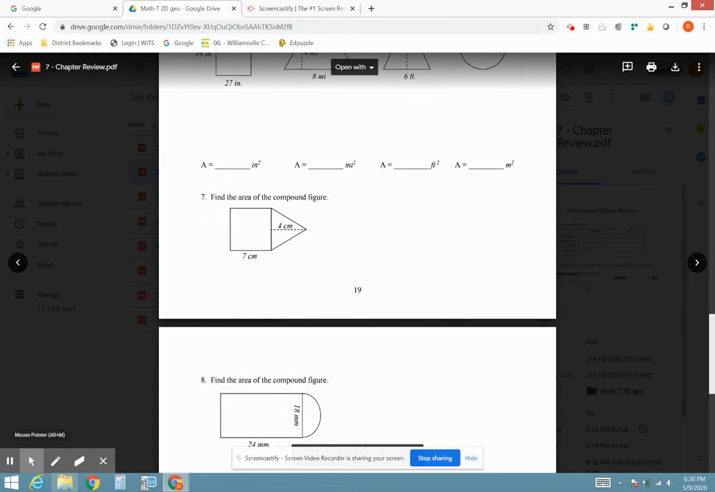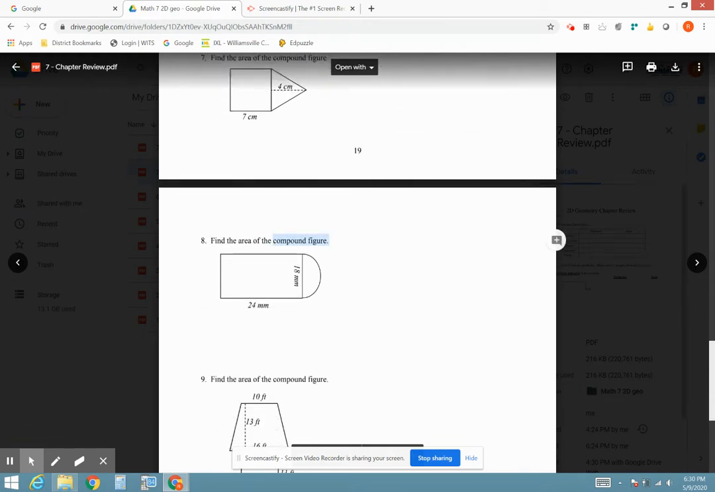Okay, compound shapes. Let's do the one we didn't do, which would be the one with the semicircle. So I have a rectangle, so it's area. So area of the rectangle, length times width, or base times height. So that's 24 times 18. So 24 times 18 is 432 millimeters. 432 seems like a lot, but the measurement's millimeters, so it's teeny tiny.